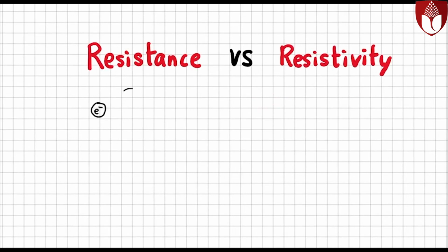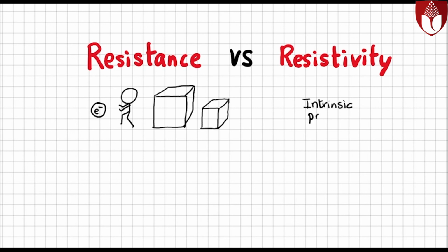Resistance tells us how much an object opposes the flow of electrons. It is dependent on the object's size and the substance that it is made of. So we say that resistance is a geometric property, but resistivity is an intrinsic property of a particular substance. It does not change with the material's geometry.